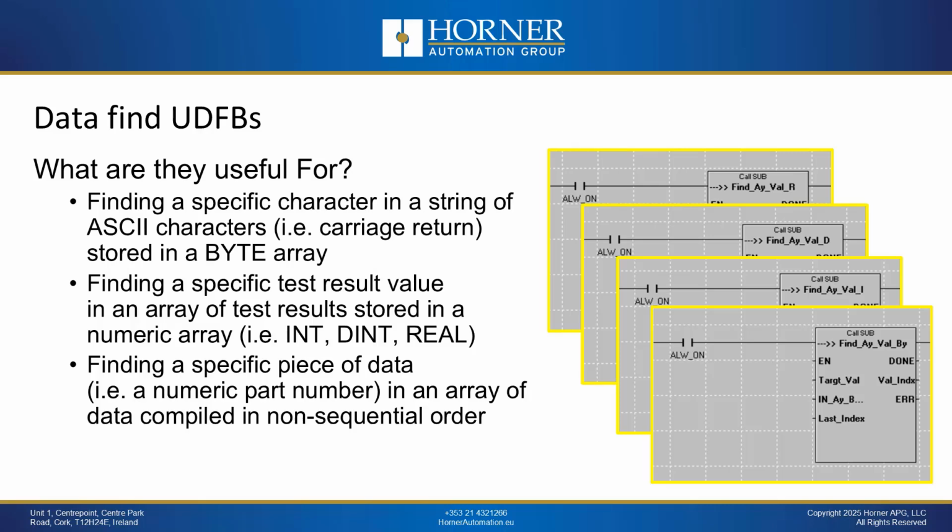The next category also works on array type data, and those are data find UDFBs. They also work on an array, and what they do is they search that array for specific values. So what would that be useful for? They can be useful for ASCII type applications. So let's say you have got a barcode that you have scanned and you are looking for a specific character. So you can use that byte find.